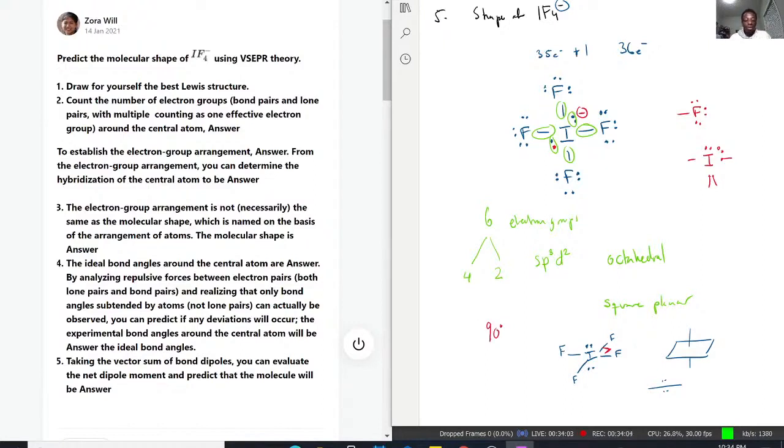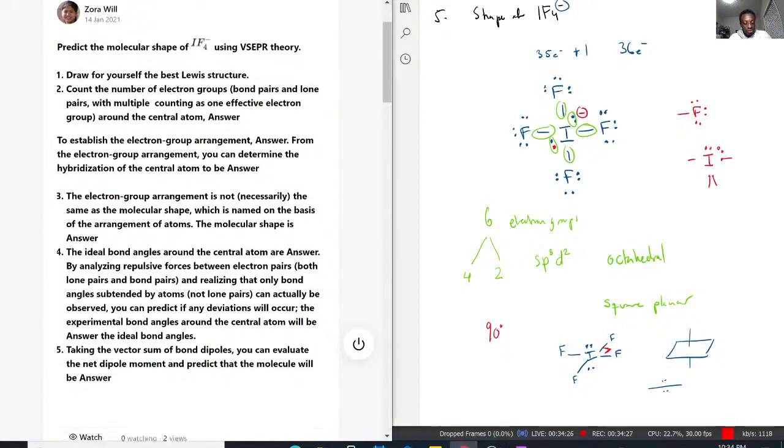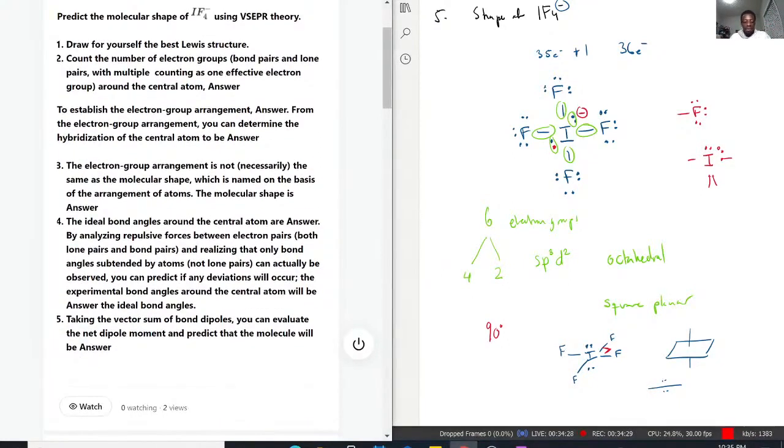And now I'm just reading through. By analyzing repulsive forces, the bond angles can be observed, and we can predict if any deviations will occur. There's going to be differences, I guess, where they're saying that the experimental bond angles might be slightly different than what we predict, but in this case, I do anticipate that it's most likely going to be the ideal bond angle of 90 degrees.